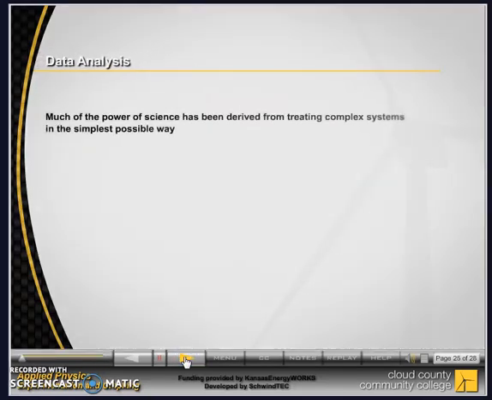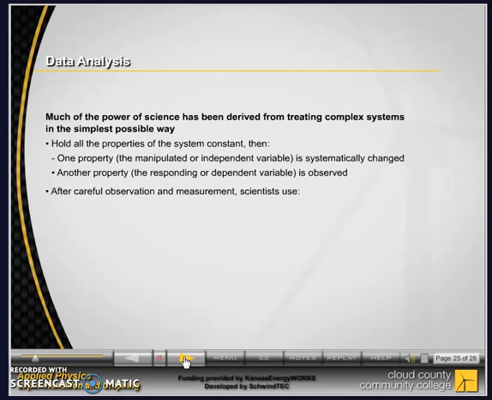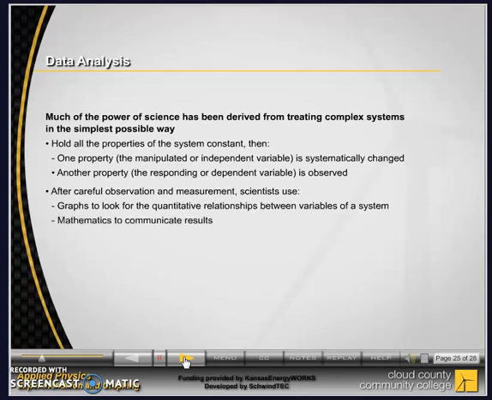Much of the power of science has been derived from treating complex systems in the simplest possible way. To do this, one usually tries to hold all the properties of the system constant. Then one property is systematically changed and another property is observed. After careful observation and measurement, scientists use graphs to look for the quantitative relationships between variables of a system and mathematics to communicate their results.